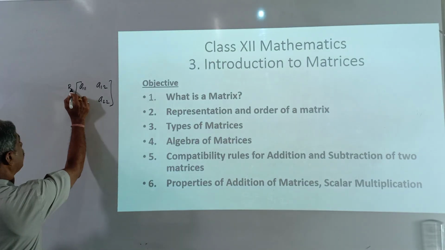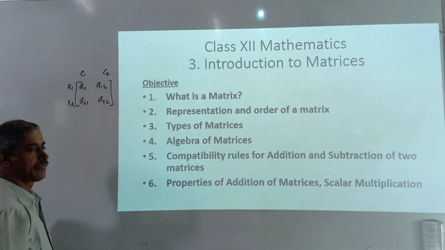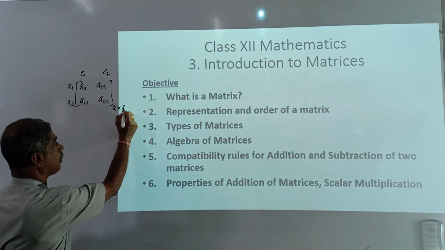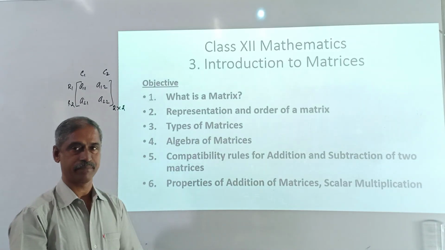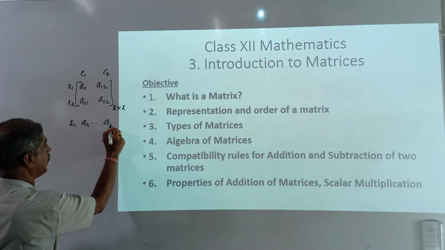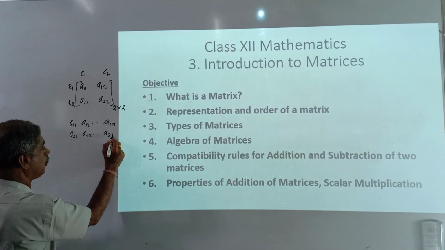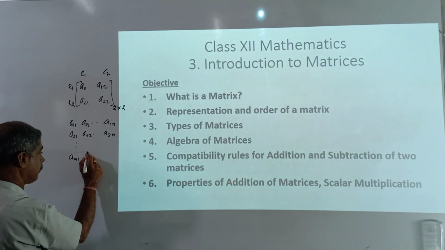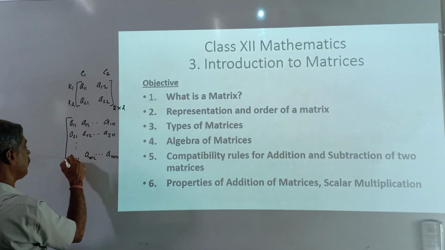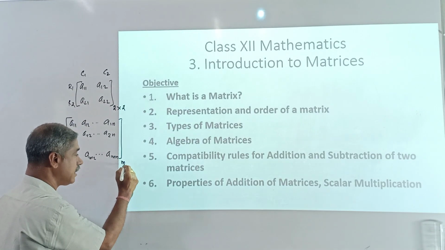By the way, the entries of a collection of items put together, written within square brackets, is called a matrix, and its order is mentioned in the form of number of rows and number of columns. When we generalize it, A11, A12 and so on up to A1n, A21, A22 and so on up to A2n, and further AM1, AM2 up to AMN, this pertains to a matrix of size m into n.